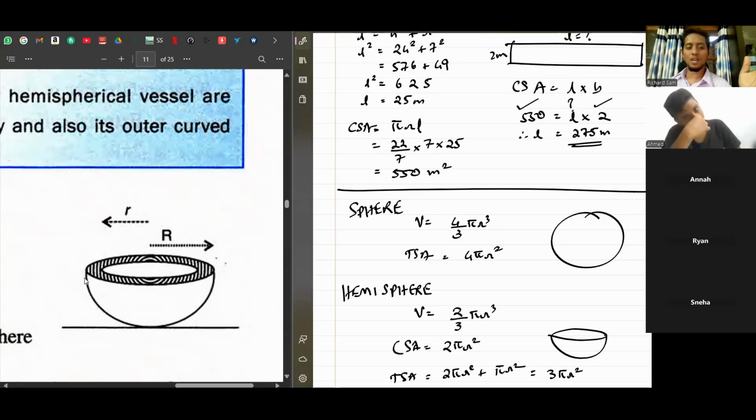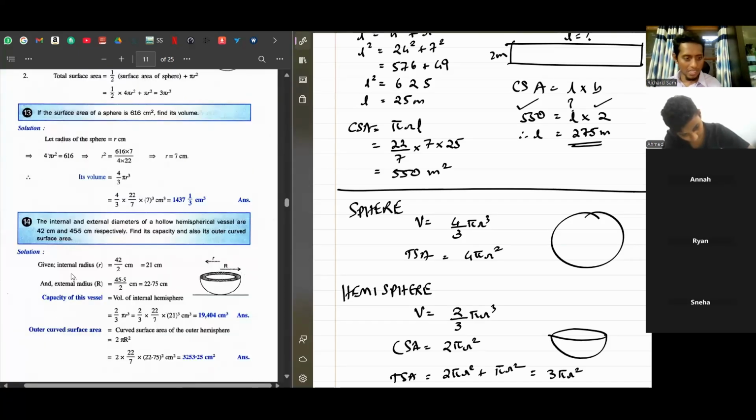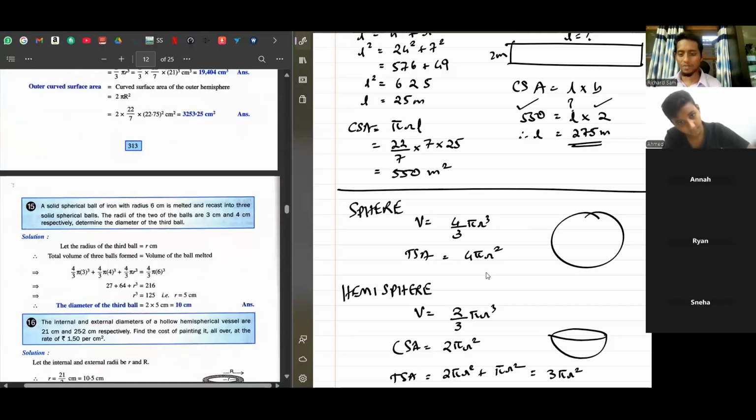Then surface area. How many surfaces are here? There are 3 surfaces: the outer curved surface, the inner curved surface, and this ring. The outer curved surface area we have as 2 pi R square. The inner curved surface area will be 2 pi r square. And then this ring will be the outer circle minus the inner circle: pi R square minus pi r square. So like that you have to derive the formulas, okay? I'm not even writing the formulas; as it comes, we will do it. Just write these main formulas. From these only you're deriving everything else.